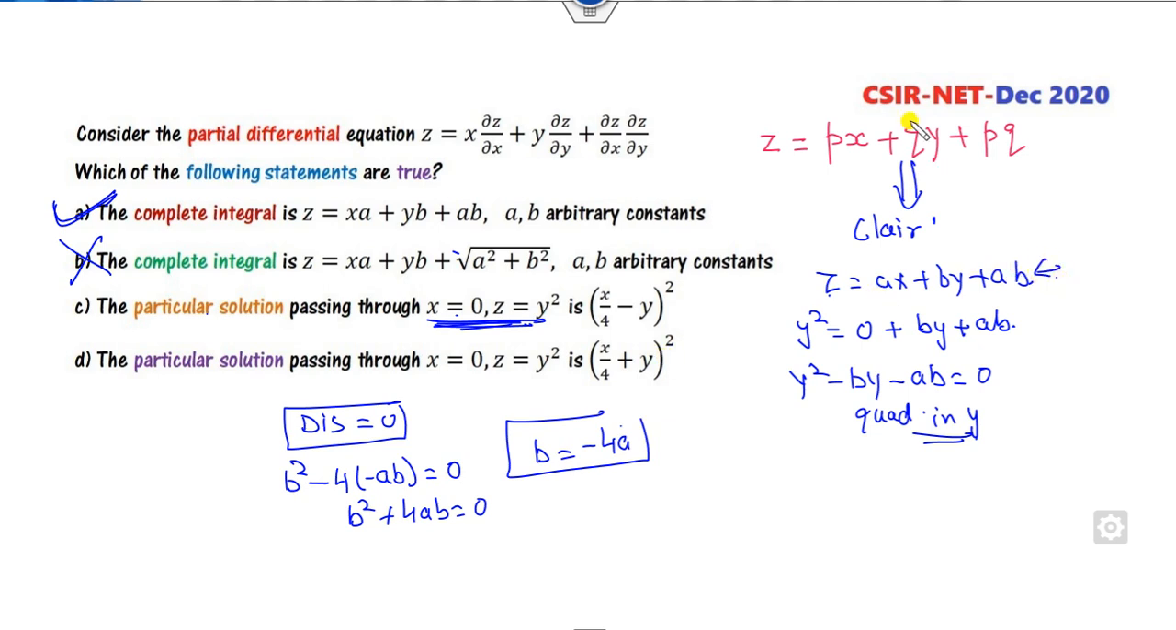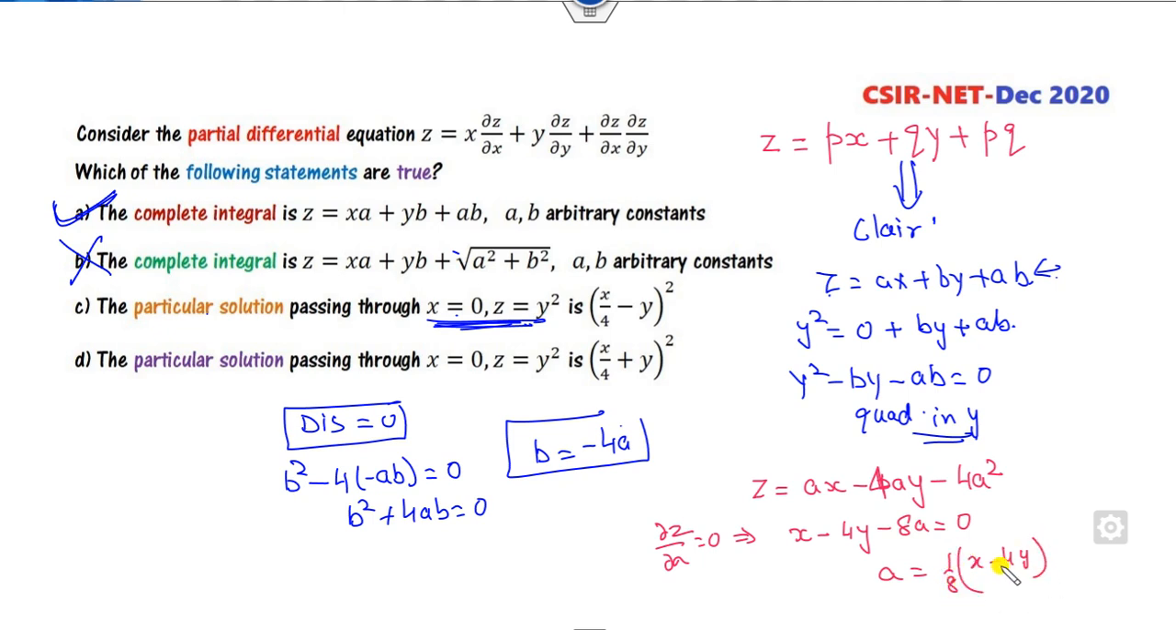I can substitute b = -4a here. So the solution will be z = ax + by + ab, with b = -4a, giving ax - 4ay - 4a squared. Fine, that's over. That's very simple. Now you can take the partial derivative. There is no need to solve it completely, but we will try to find the solution. Minus 8a, so a will be (x - 4y)/8. Now you can see it's a negative sign. If I take 4 inside, x by 4 minus y is of this form, which is the right answer of this problem.